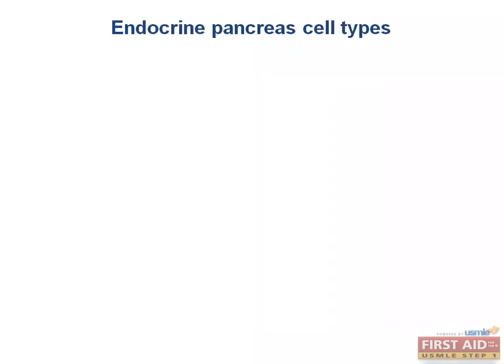Now we'll move on to the pancreas and discuss its role in the endocrine system. Remember that the pancreas is unique in the sense that it can function as an endocrine gland by releasing hormones into the bloodstream, as well as an exocrine gland by releasing digestive enzymes directly into the GI tract. You'll hear about this more with regards to the exocrine functions in the GI lectures.